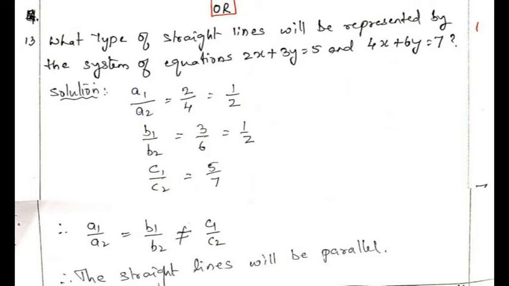Or what type of straight lines will be represented by the system of equations 2x plus 3y equal to 5 and 4x plus 6y equal to 7? So here we get a1 by a2 is equal to b1 by b2 but not equal to c1 by c2, and therefore the straight lines will be parallel.